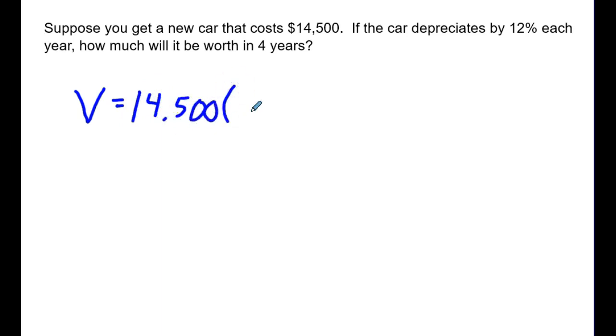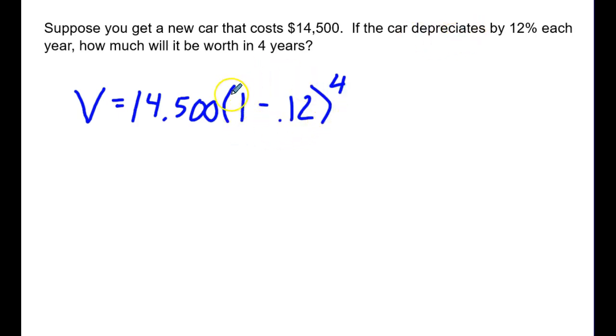Now we're going to take that and multiply it by 1 minus. Since it depreciates, we're decreasing, so we have to take 12%, change that to decimal form, move the decimal place twice, so minus 0.12, and then raise that to our exponent of 4 because we're looking for the value of the car after 4 years. Again, we know this is exponential decay because we're decreasing.